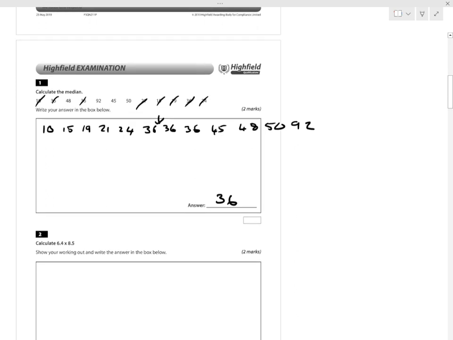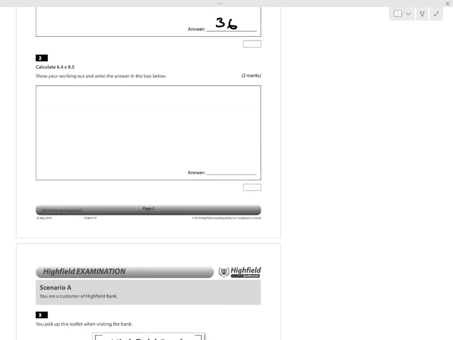Next one down is 6.4 times 8.5. Multiply these numbers together, ignoring the decimal points for the moment. 5 fours are 20. 6 fives are 30. 8 fours are 32. 6 eights are 48. Add them together: 544.